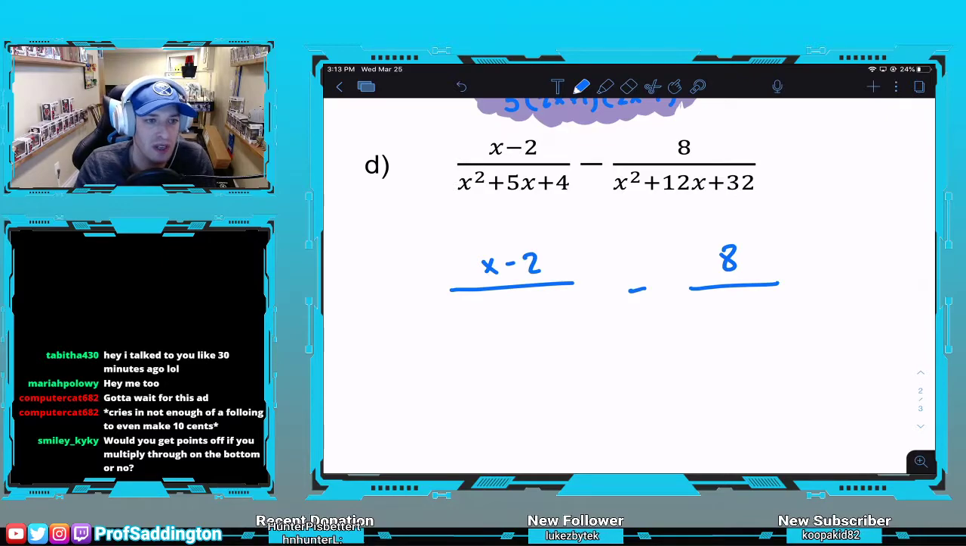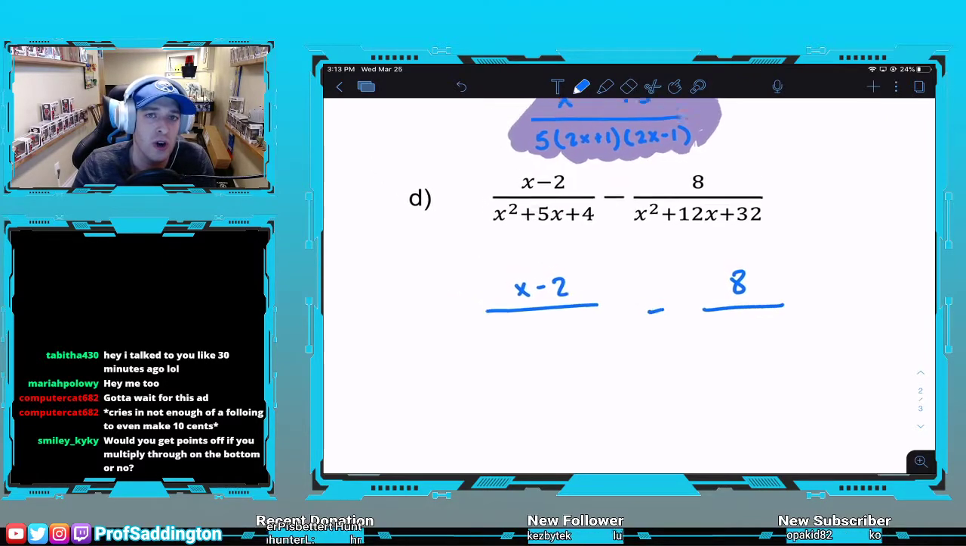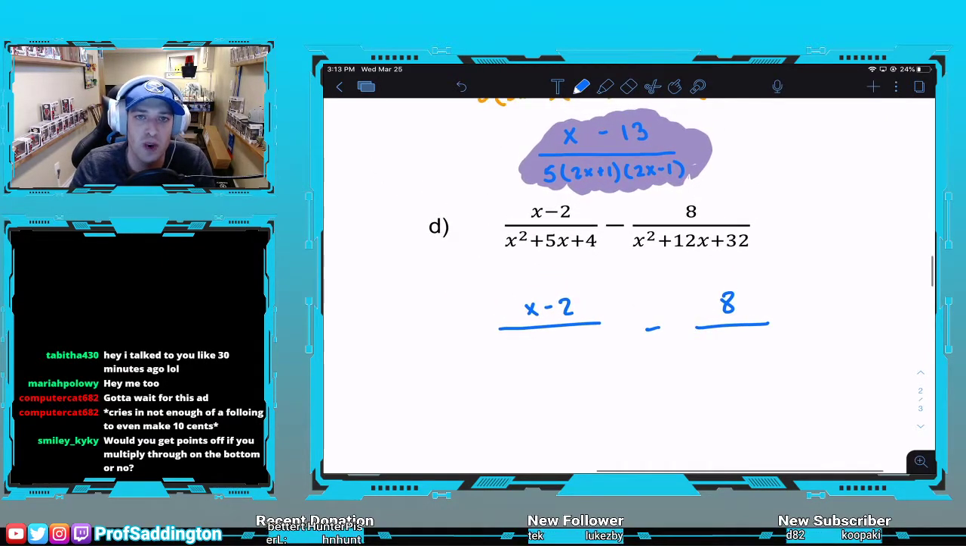Would you get points off if you multiply through on the bottom? No, you wouldn't lose points. If you want to distribute it all, you can. Sometimes they will on the Regents exam. Sometimes they'll just leave it like that and you'll be okay.